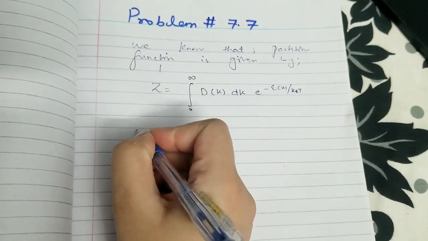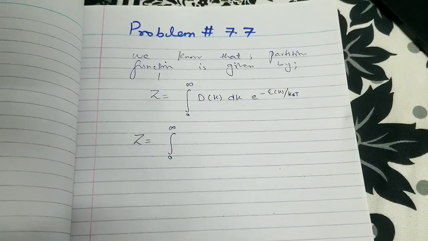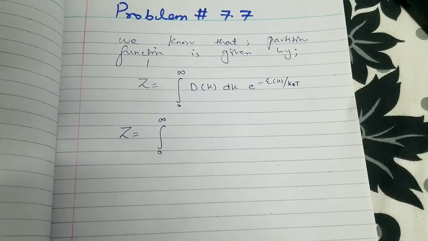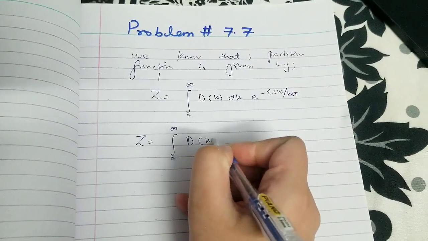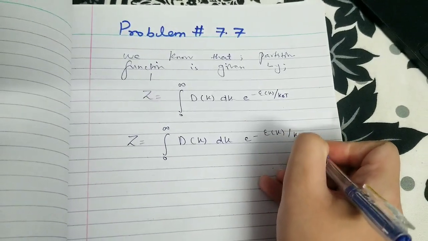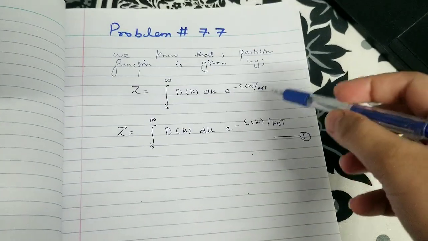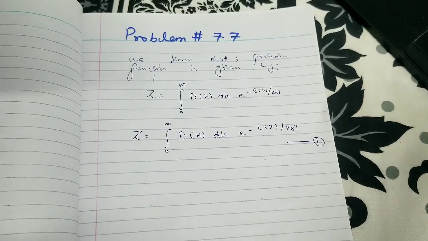And d of k is the density of states. I was thinking something else and I just wrote the same formula again. Let us call this equation number 1. You only have to write it once. I wrote it mistakenly because I was thinking of something else.